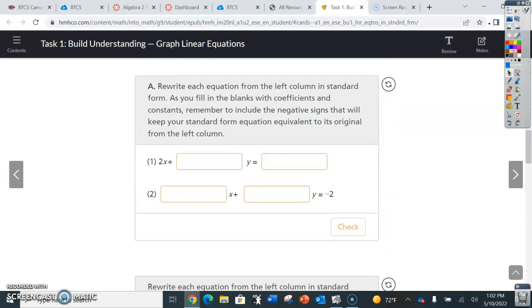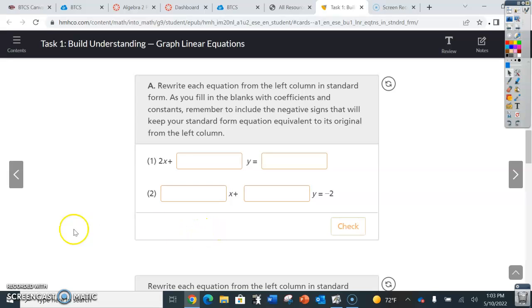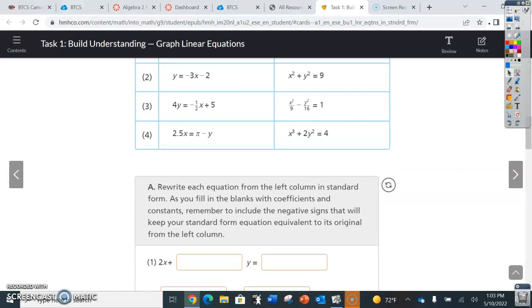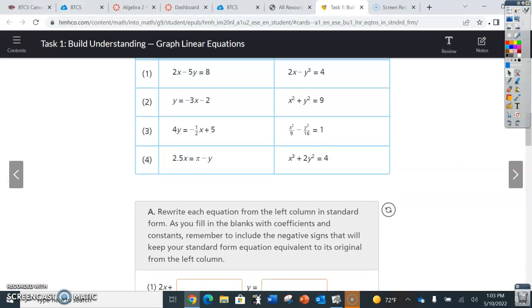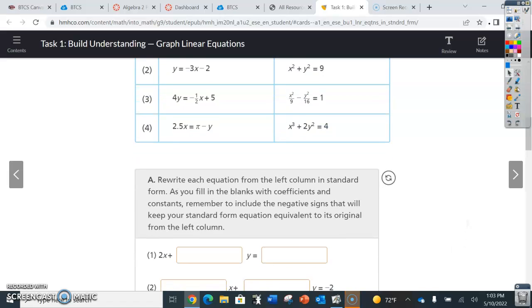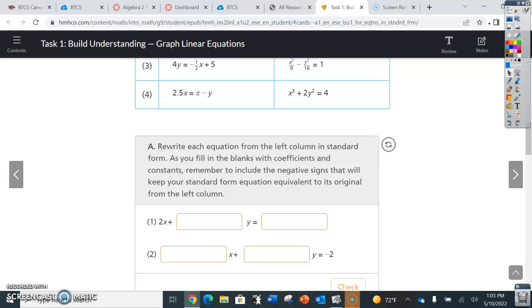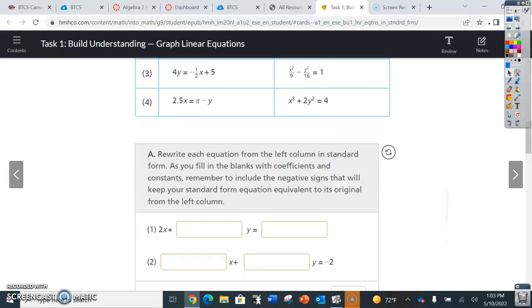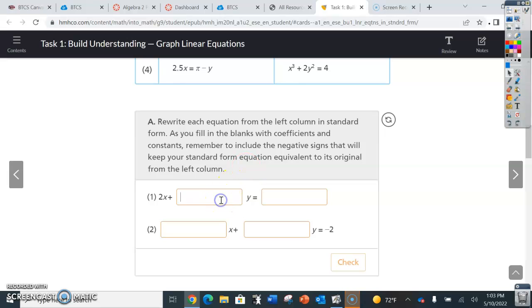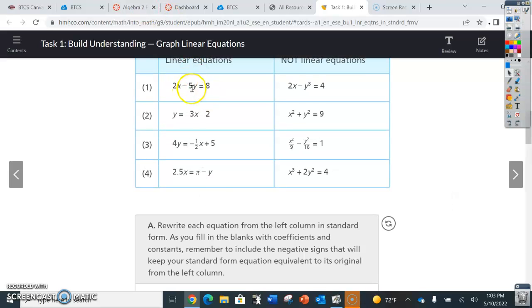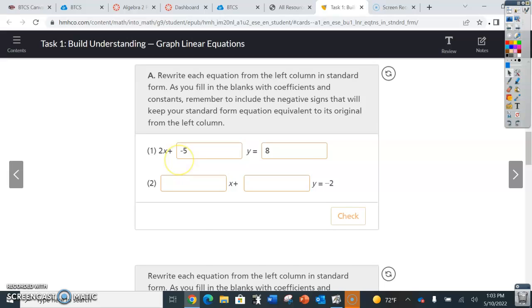first power. All right, rewrite each equation from the left column in standard form as you fill in the blanks with coefficients and constants. Remember to include the negative signs that will keep your standard form equation equivalent to its original from the left column. All right, so equation 1 says 2x minus 5y equals 8. So that's pretty close to standard form. So you can see down here we have 2x plus, and it's going to be negative 5y equals 8, and that just comes from this first equation here. We just take the negative 5 and the 8 and we're plugging it in.